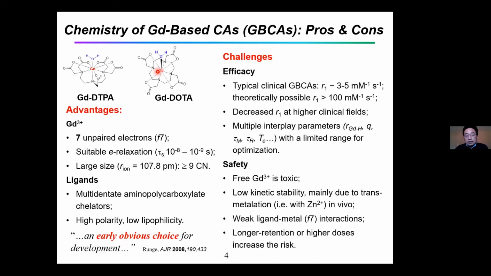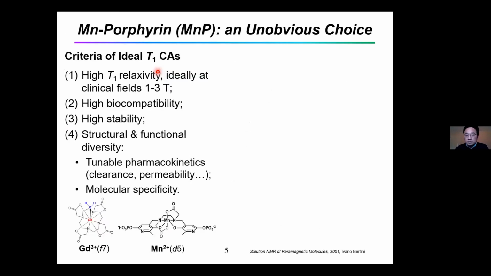And in particular, these days the entire field is aiming to develop molecular imaging agents that could target biomarkers, like larger molecules expressed on tumor cell surfaces. And this requires not only high relaxivity, but also longer retention time. And therefore, it seems a very difficult task.